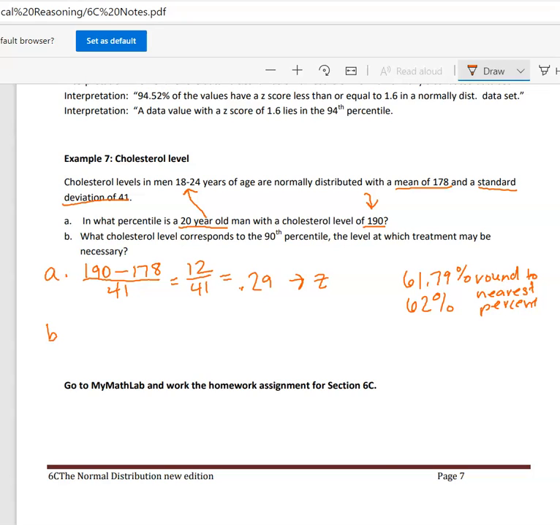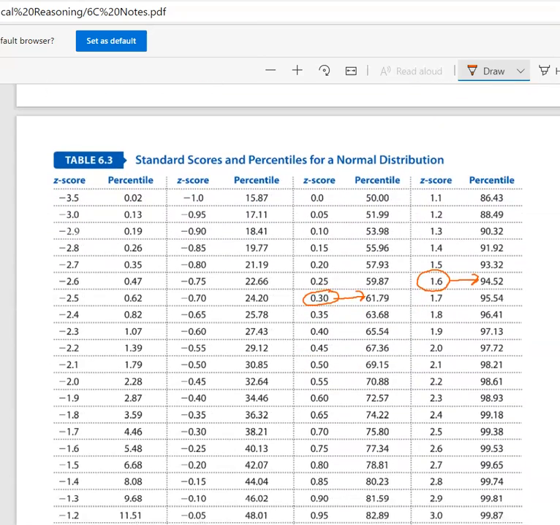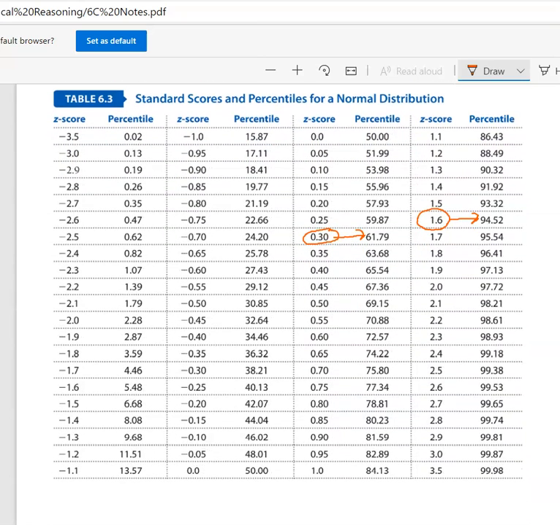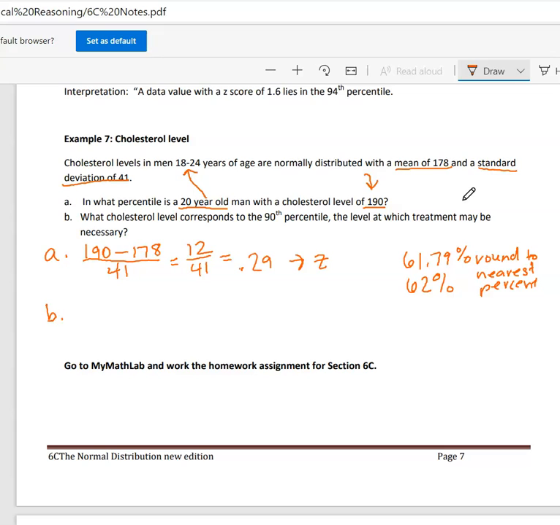Part B. What cholesterol level corresponds to the 90th percentile, the level at which the treatment must be necessary? So we've got to go backwards this time. We've got to find a value of 90 on the chart. The closest that we're going to get to the 90th percentile is 90.32, which corresponds to a z-score of 1.3. So that would be our z-score.